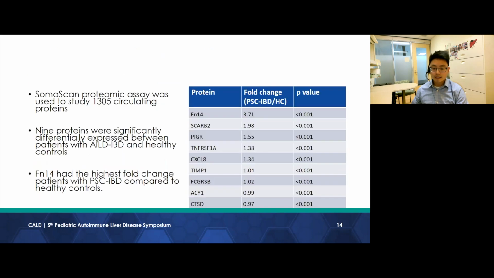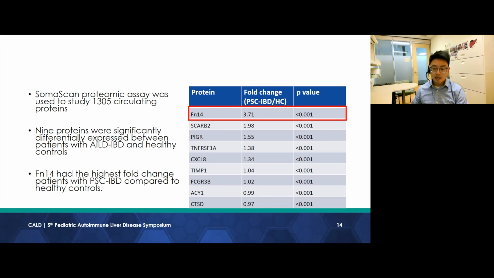For proteomic studies, we used the SomaScan platform to study over 1,300 plasma proteins in 102 children. After correcting for false discoveries, there were 9 proteins that were differentially expressed between patients with AILD-IBD and healthy controls. Since most of our patients with AILD-IBD had PSC, we focused the analysis on patients with PSC-IBD.